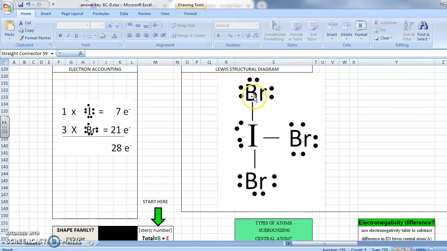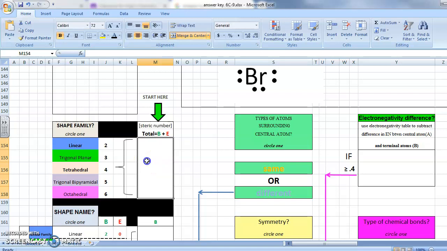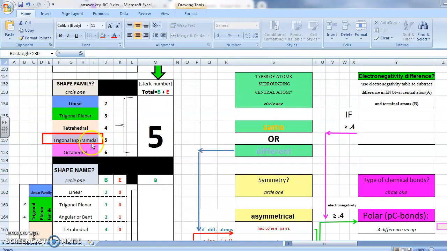We look at this molecule. We've got 1, 2, 3 atoms, and then 2 sets of lone pairs. That's 5 total things around the central atom. So we know once again that this is in the trigonal bipyramidal family, so we can circle the trigonal bipyramidal family.